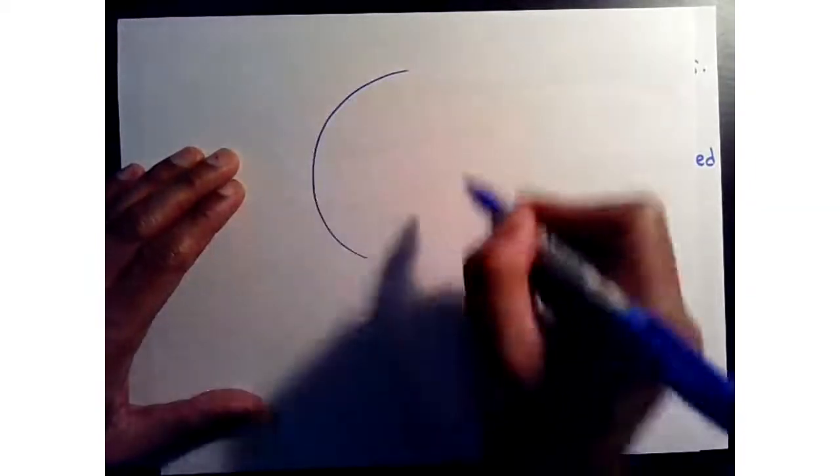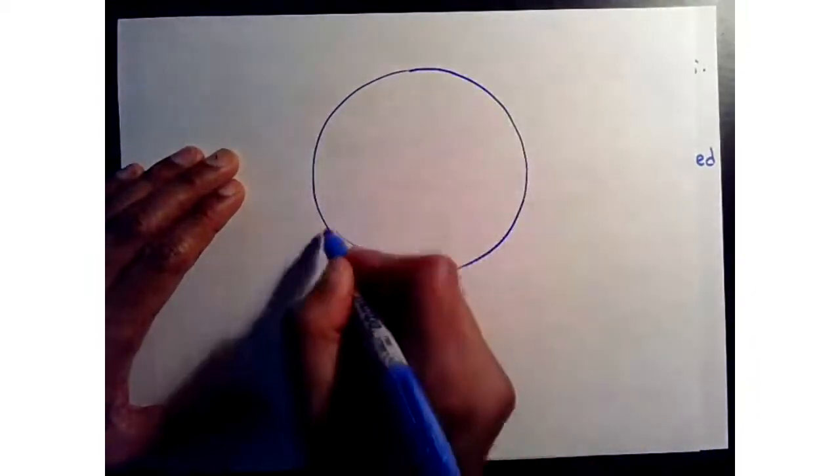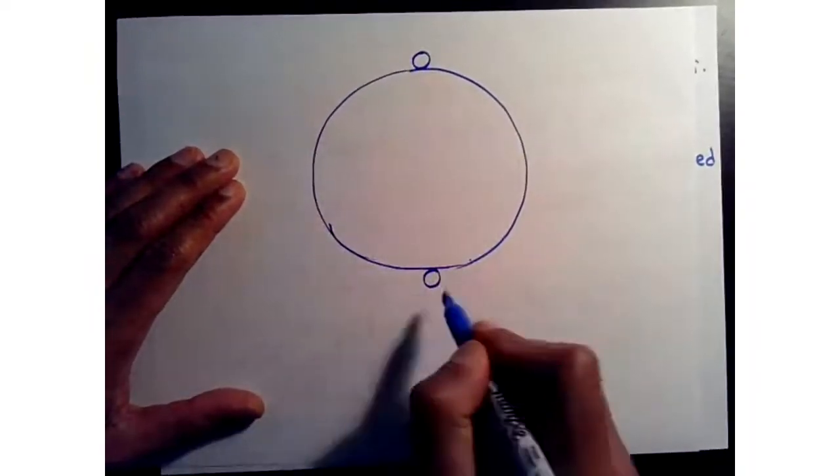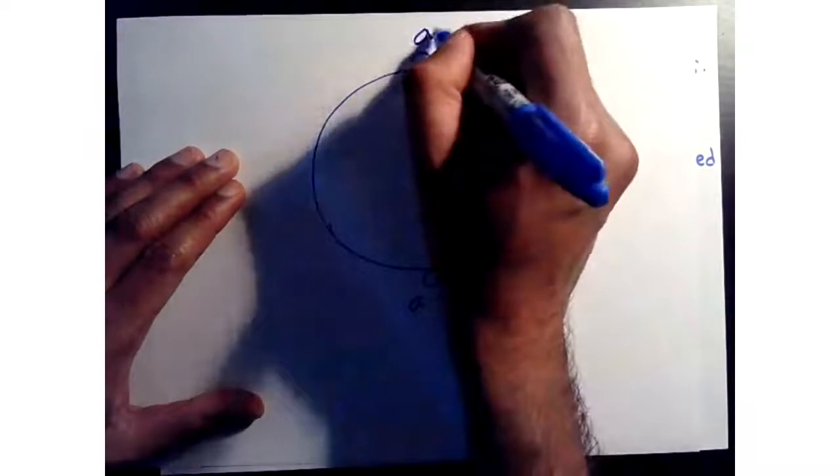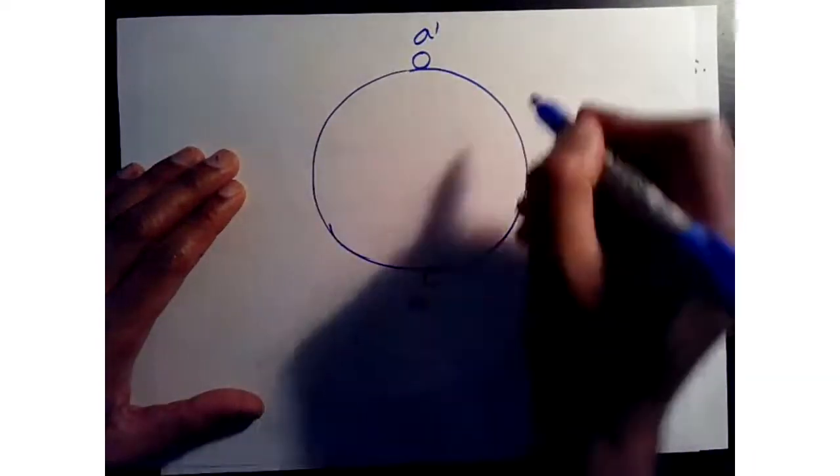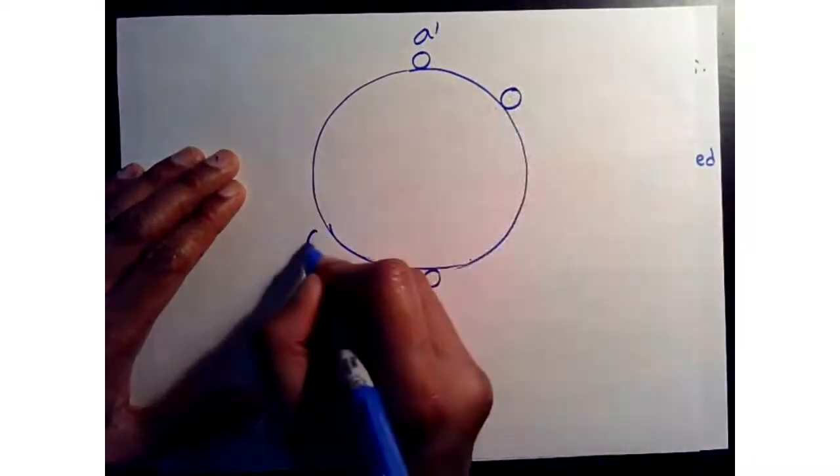Let's see. Let's look at our machine. Okay, so now let me draw our stator here. We have A, this is A prime, and we call this B prime.